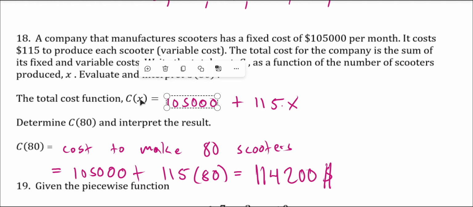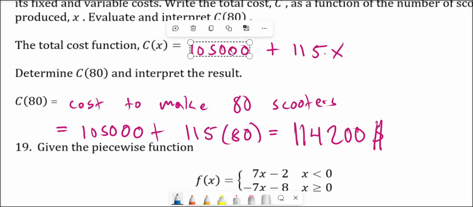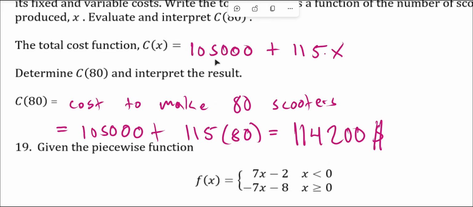Okay, well, your cost in terms of x, the number of scooters, is 105,000 plus 115 times the number of scooters we've produced. This is our fixed cost plus our variable cost times the number of scooters that we produced. Each one costs $115. And so we would need x times 115 to get the cost of producing a total number of scooters x. So what is C of 80?